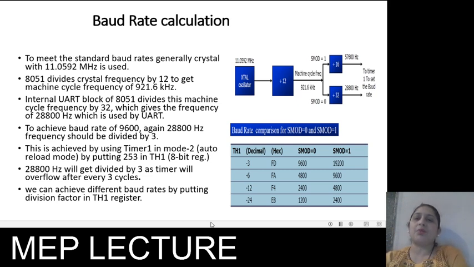So by default the baud rates we are using are 1200, 2400, 4800 and 9600. But if you want to double the baud rate, we need to change the value of the SMOD bit which is present inside the PCON register.